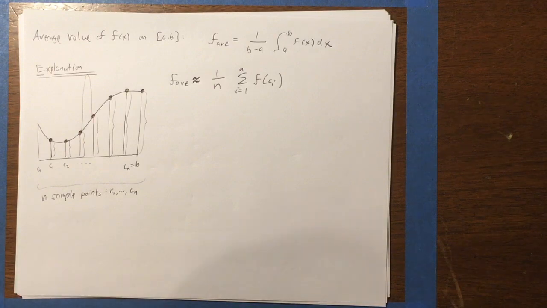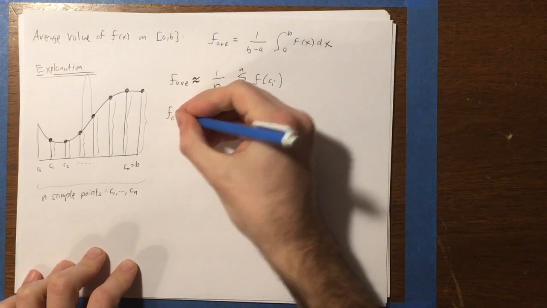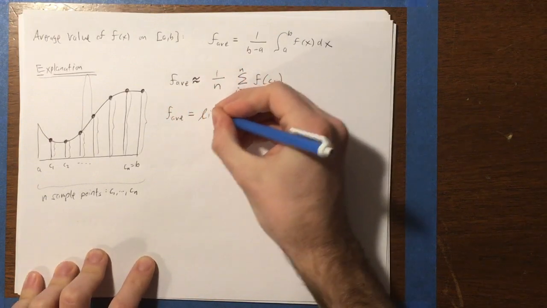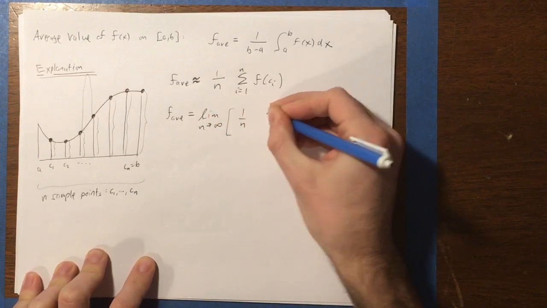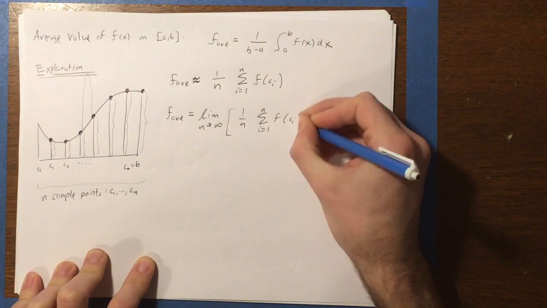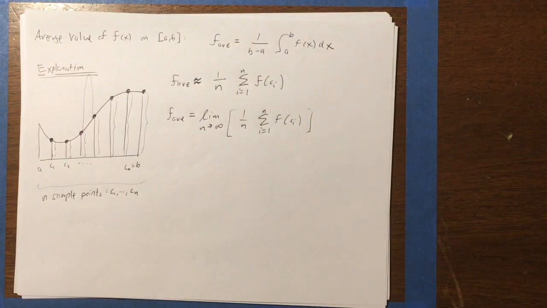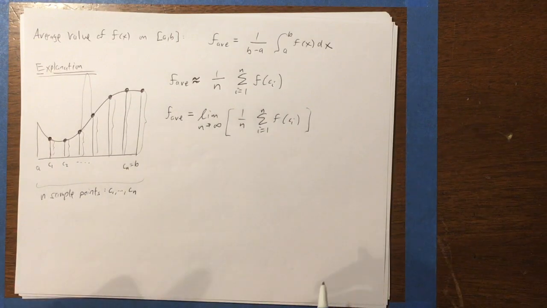So what we can do is take the limit of this as n approaches infinity to calculate the exact average value. Okay, so this is very similar to the notion of adding up a bunch of areas of rectangles.